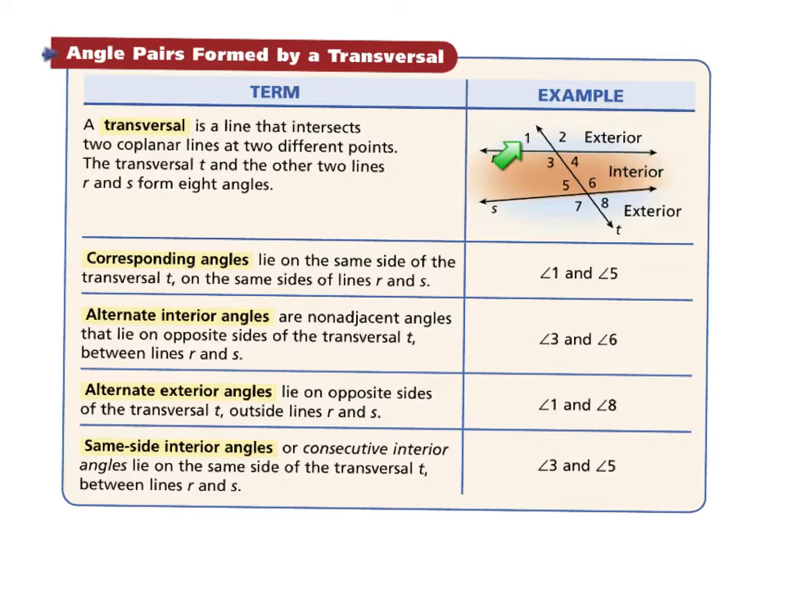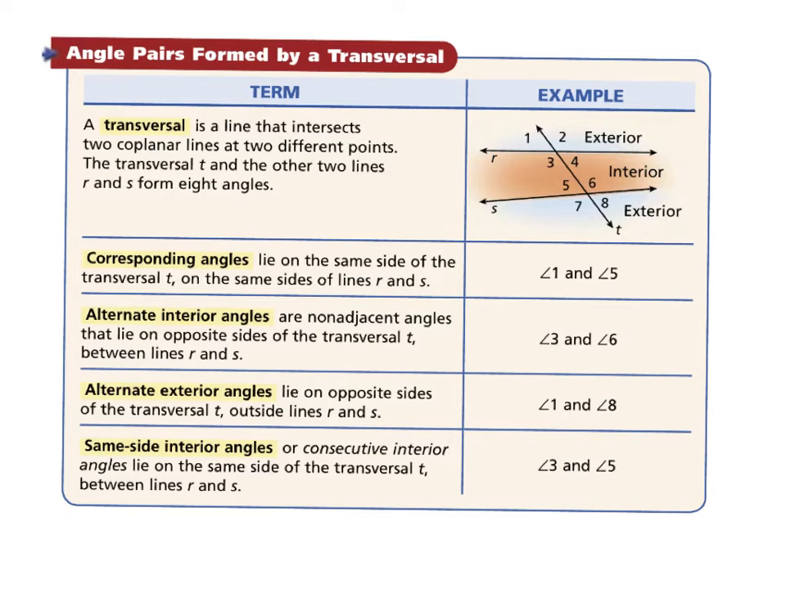Now, lines R and S, once again, are coplanar, and the transversal, which is T, intersects them at 2 points, and they form 8 different angles. Corresponding angles are angles that lie on the same side of the transversal, which is T, and on the same sides of lines R and S.